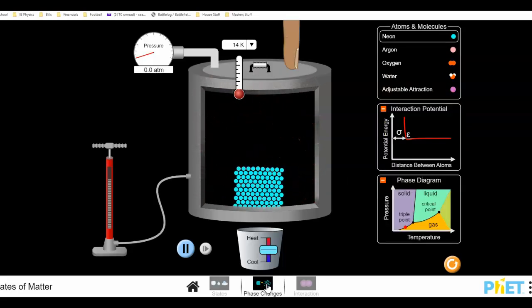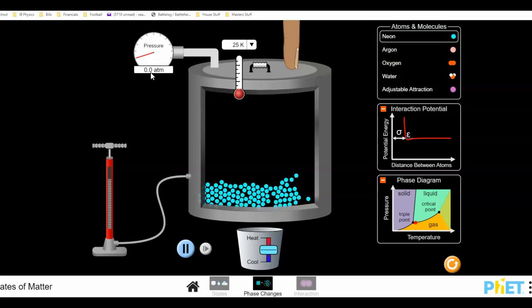Okay, so I want you to see what this looks like. All right, so here's a gauge that measures pressure. Notice right now the pressure reads 0. I'm going to heat up these neon atoms. Now notice as long as the atoms are solid or liquid, there's no pressure. Okay, but watch what happens when these particles hit the container walls. Look, it went to 0.4. Now it's back to 0.